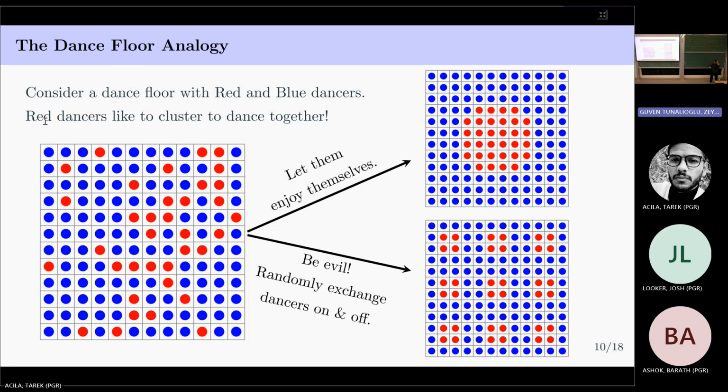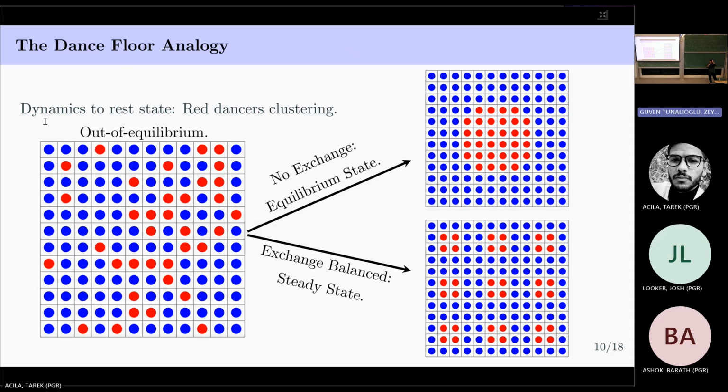And this would be a great point to explain what's equilibrium and what's steady state. So the dynamics that I explained before from the diffusion and the Cahn equation, in this example is that the red dancers like to cluster. This is the dynamics of the system. This is how the system evolves. Now, if I don't do anything, I'll get to an equilibrium state, like the energy I showed before. But if I introduce some kind of an exchange, that exchange over time will balance, and that will give you a steady state. This is the difference between an equilibrium state and a steady state.